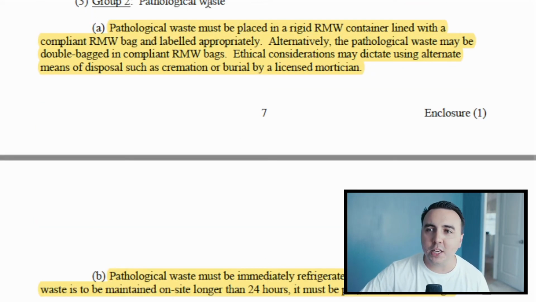Number 2, pathological waste must be placed in a rigid, regulated medical waste container lined with a compliant bag and labeled appropriately. Remember, we talked about that red bag that has to have the biohazard symbol on it as well. Continuing, it says pathological waste may be double bagged in a compliant regulated medical waste bag. Ethical considerations may dictate using alternate means of disposal, such as cremation or burial by a licensed mortician.